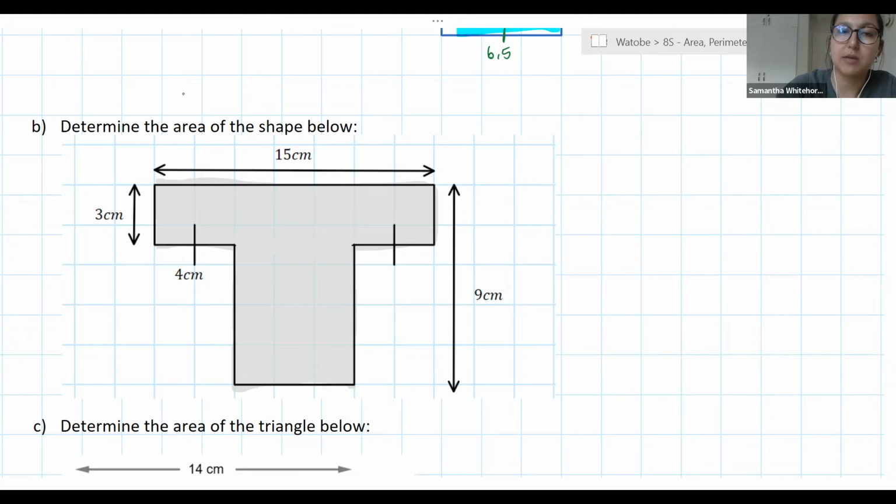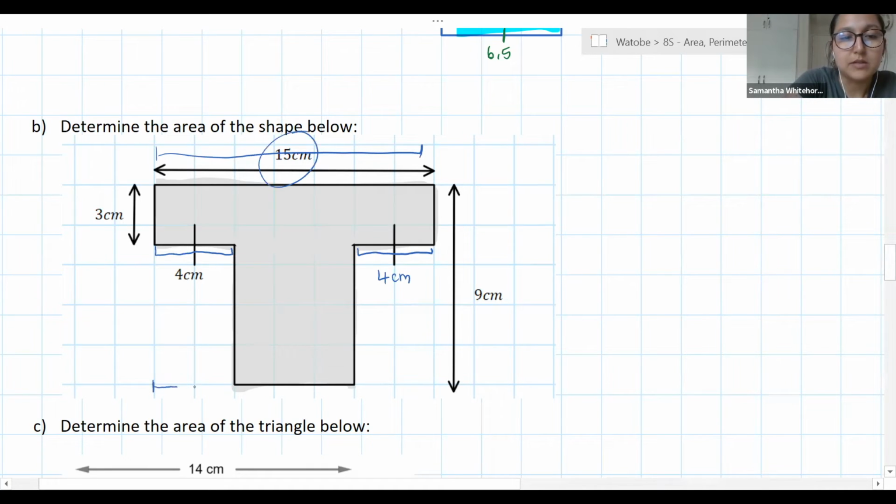So this 4 centimeters is telling me that this overhang of the T on both sides is 4 centimeters. And if we know the whole width of the T is 15 centimeters, that then means down at the bottom, this whole width of the T must be 15 centimeters. Now on each side, I already have 4, which means that this middle bit is 7 centimeters in width.